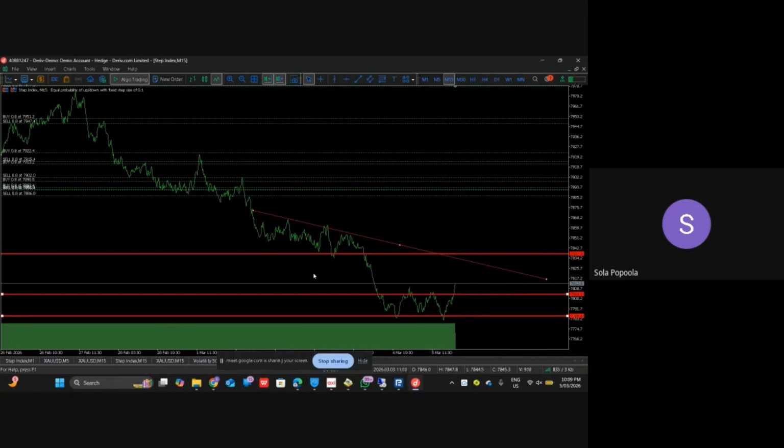So what I want to see next week: I will draw my trend lines, my support and resistance this week, and I will look at how price is going to touch them next week. It will give me confidence when I want to enter the market.